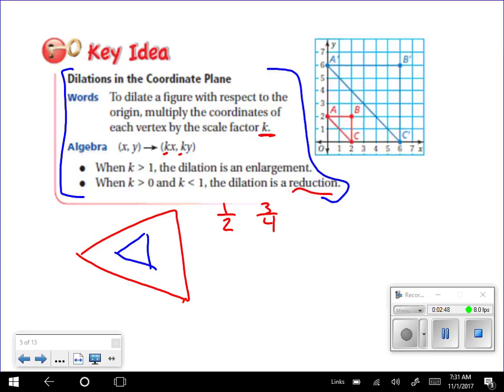Just like the last few transformations we've looked at, we're going to decide if two figures have had a dilation happen, and then we're going to actually perform a dilation using a scale factor. Now, when we're working with dilations, these figures are not congruent, like we've been talking about. They are similar. They are proportional on their side lengths.